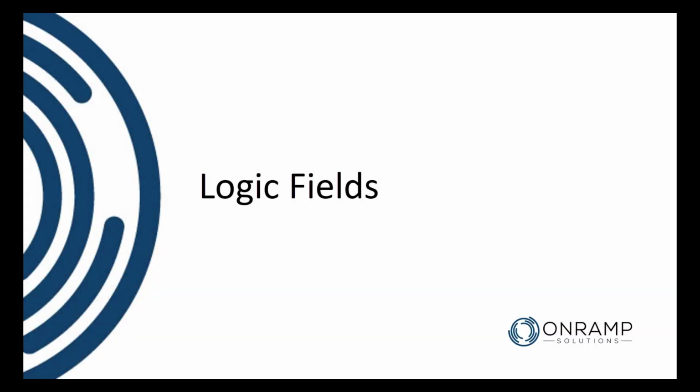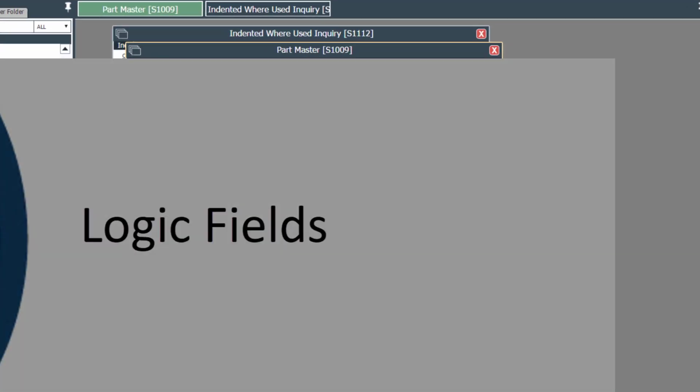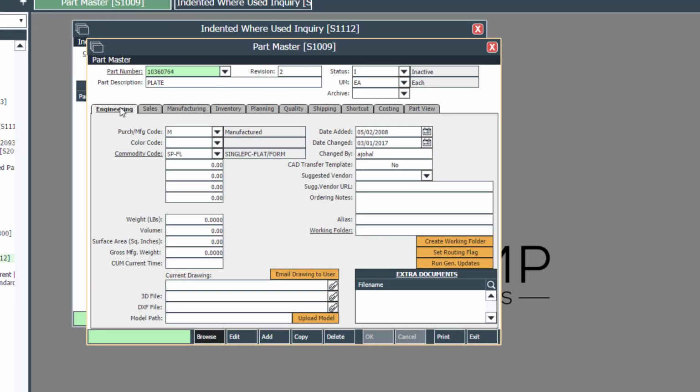Logic fields are fields that only contain two values, like yes or no, or true or false. Clicking these fields will toggle the value between the two possible selections. For example, on the Engineering tab, there is one logic field, CAD Transfer Template. While in Edit mode, clicking this field allows me to switch the value from no to yes.